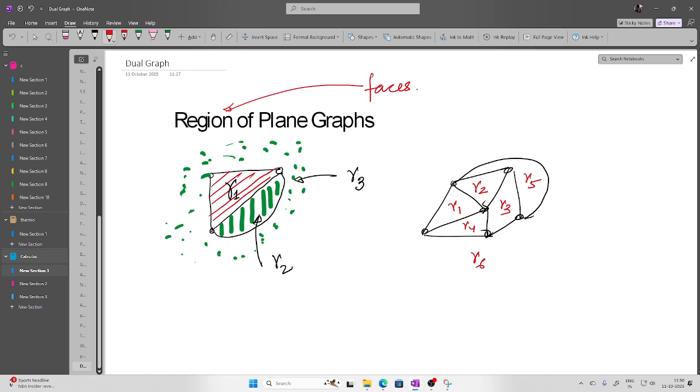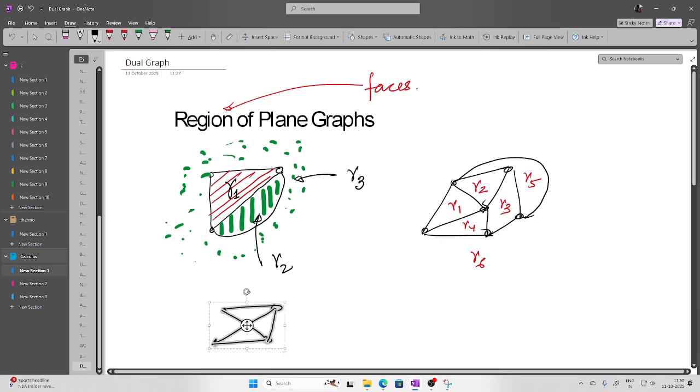One more thing, if I have a graph which is not a plane graph, let's say this is the one, and I have been asked to find the regions, then what do I have to do? I have to convert this graph into a plane graph. And if I am able to convert it, then only I'll be able to find the regions, otherwise not. So let us copy this particular graph and bring it here. Now I have to convert this into a plane graph.